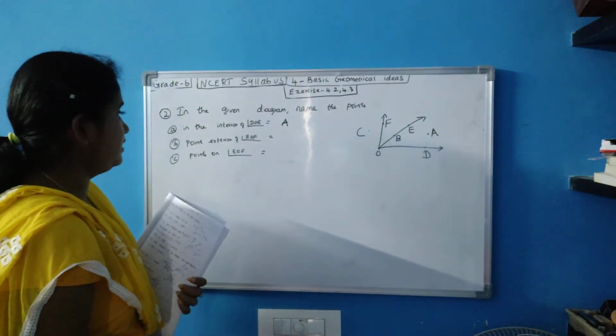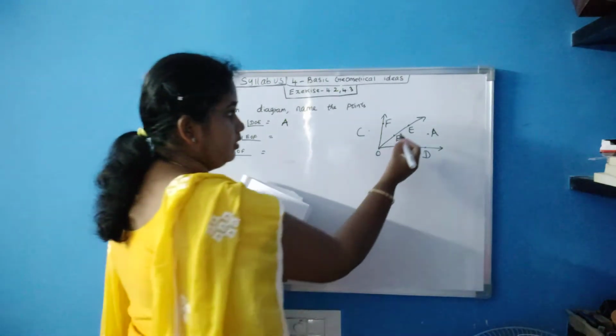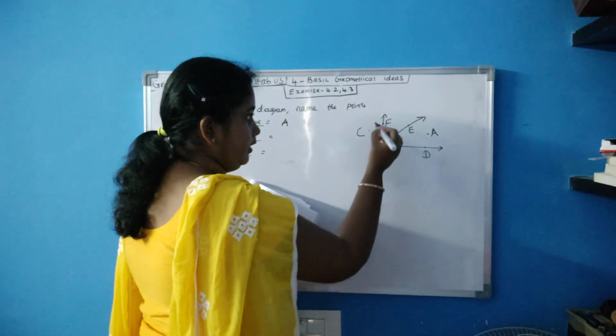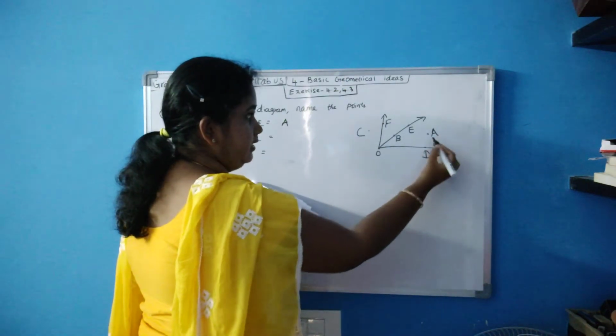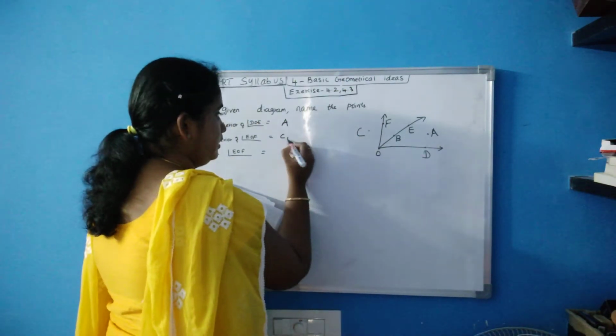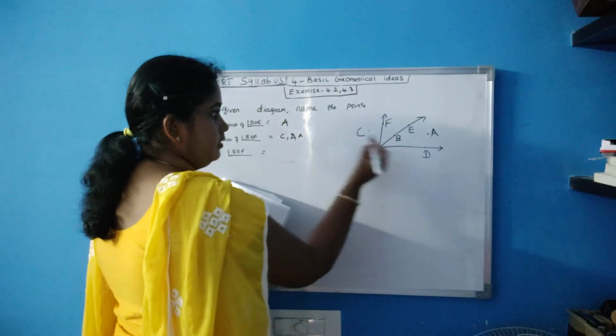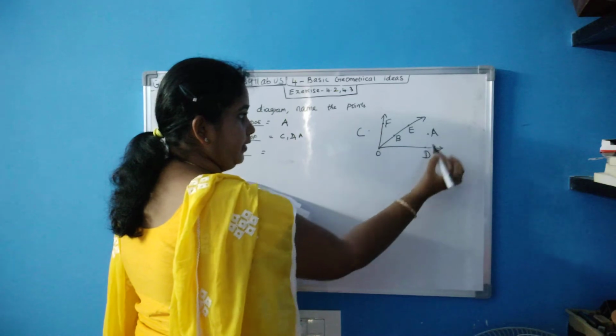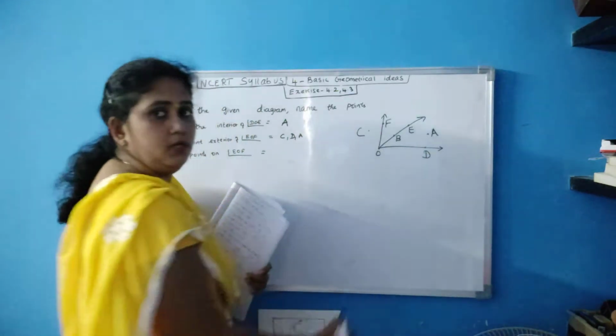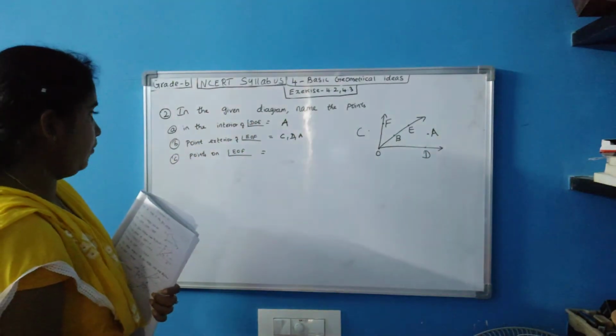Next one. Points exterior to angle EOF. So what are the exterior points? C, then D, then A. See, EOF: exterior point C, exterior point A, exterior point D. So these are the exterior points.